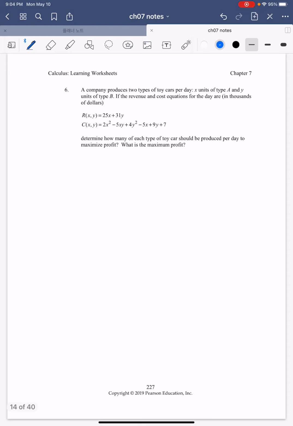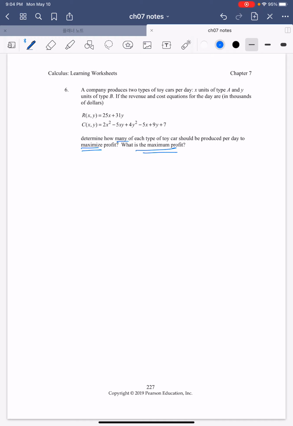All right. Last two problems, application problems. So let's take a look at number 6. A company produced 2 types of toy cars per day, X units of type A, Y units of type B. If the revenue and cost equations for the day are in thousands of dollars, we have R function, the revenue, and then cost function. Determine how many of each type of toy should be produced per day to max profit. And what is the maximum profit?